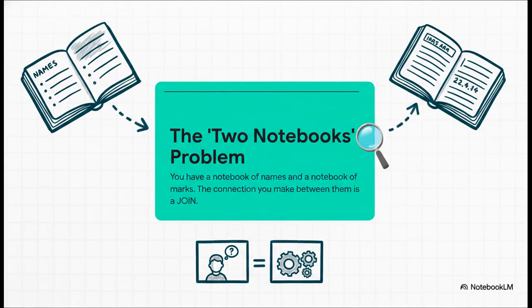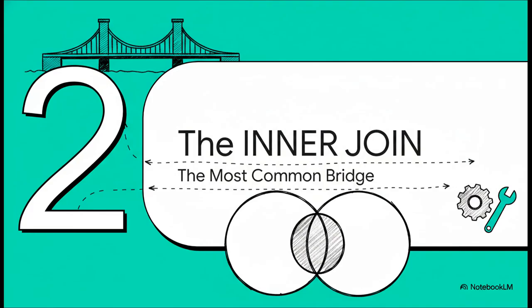Let's make this super simple. Imagine you've got two notebooks. The first one, just a list of student names. The second one has a list of exam marks, but it only has student ID numbers next to them. Now, if you want to know how Amit did on his exam, you have to look him up in that first notebook, find his ID number, and then use that ID to find a score in the second notebook. That little mental act you just did of connecting those two pieces of information, that is exactly what a join does in SQL.